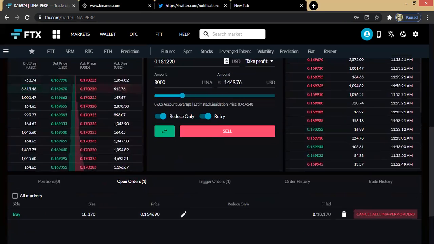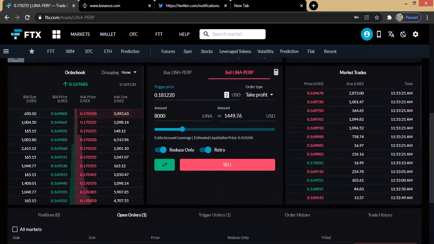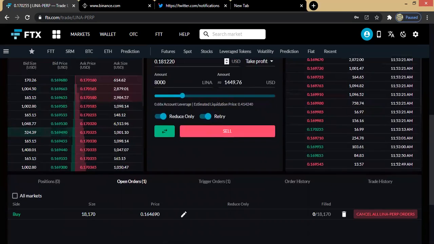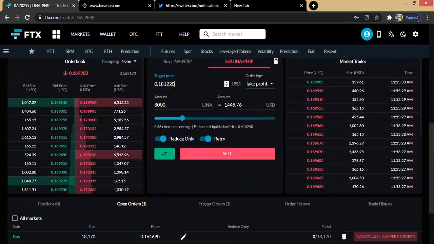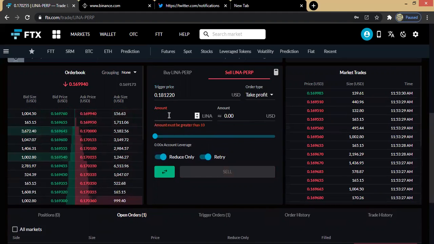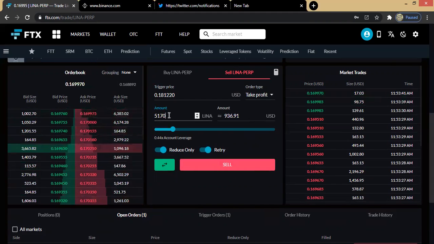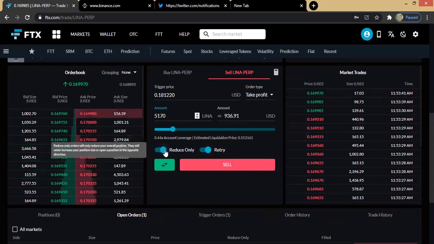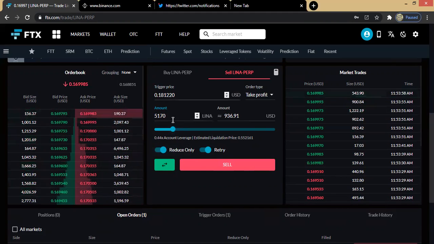All right, so I have over 10,000 positions left open. So what do I want to do now? I have 10,170. I could just decide to close 5,170 at this level. That's for my TP2. Remember, I'll have to click on reduce only. Please don't make this mistake. If you decide to do this, always make sure you're sticking reduce only and also retry. So I want to close this 5,170 at 0.181220.